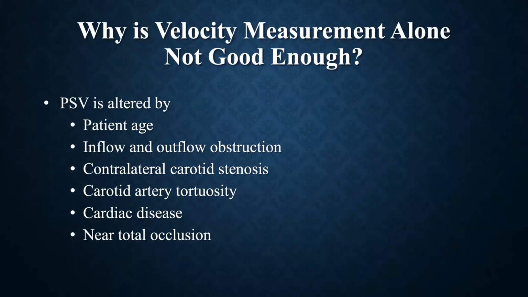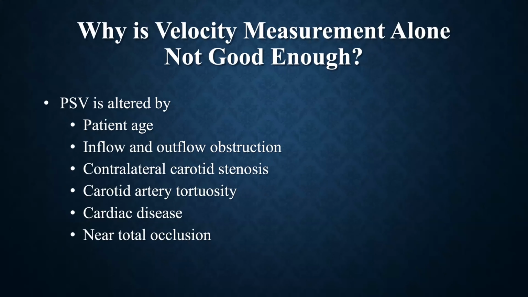Now, why is velocity measurement alone not good enough? Well, there's a lot of variables, and patient age is one of them, right? Young patients have high velocities, which don't follow the rules. They don't follow the criteria. We can have evidence of inflow and outflow obstruction, which I'll show you, which change velocity measurements.